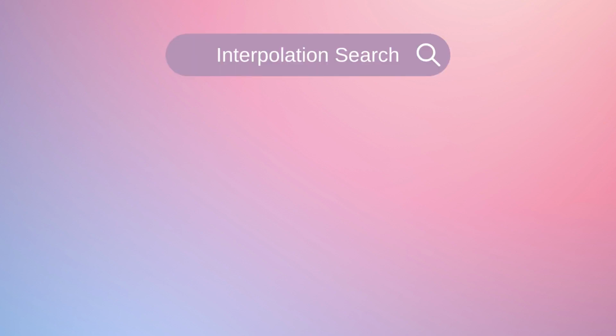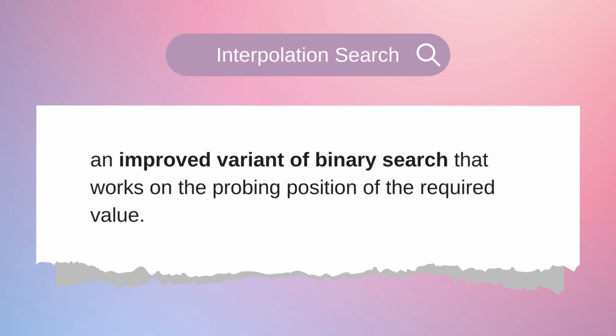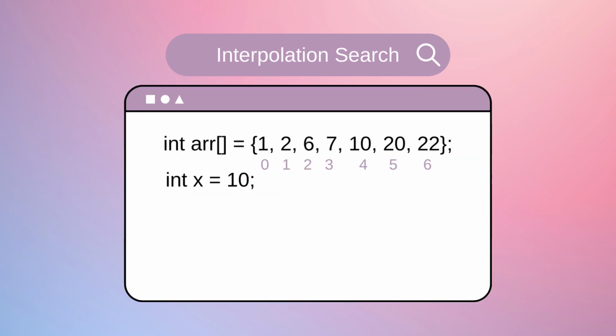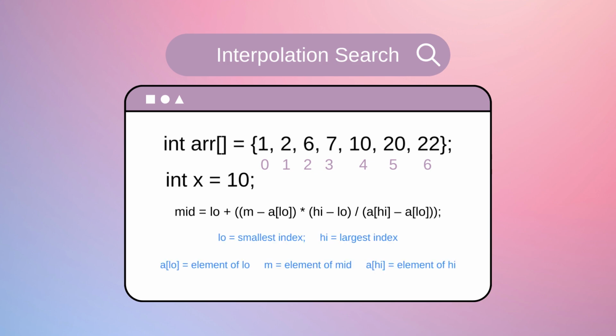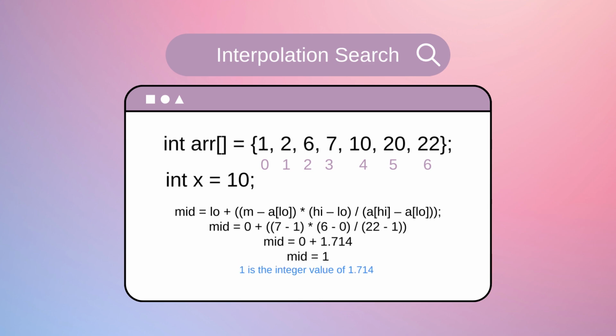Now that you understand binary search, let's move on to the last type, which is interpolation search. Interpolation search is an improved variant of binary search that works on the probing position of the required value. For this search, we have this formula to find the position. After computing, we compare the element at mid with x. If it is the same, then we are done. If not, then compare the element of mid with x.